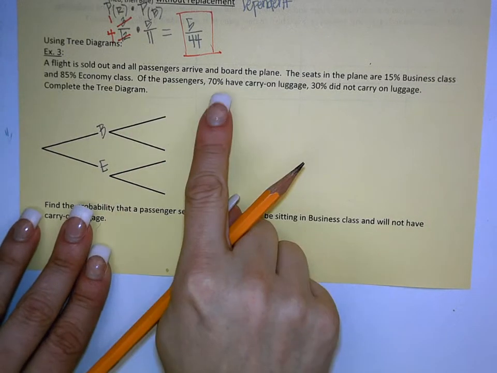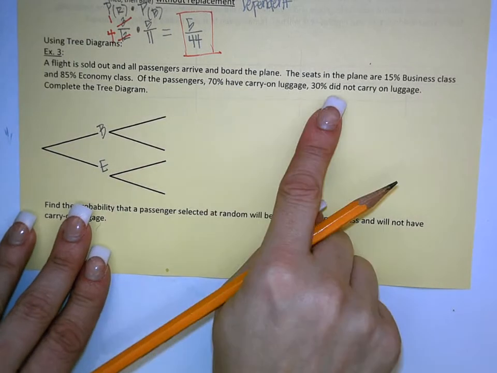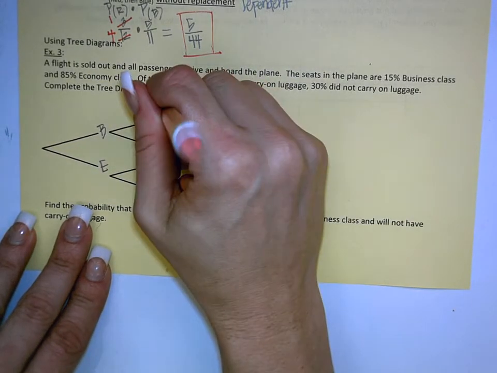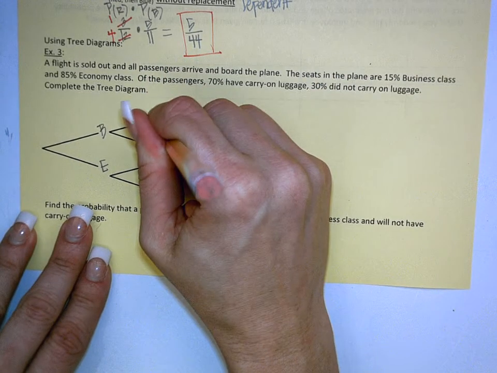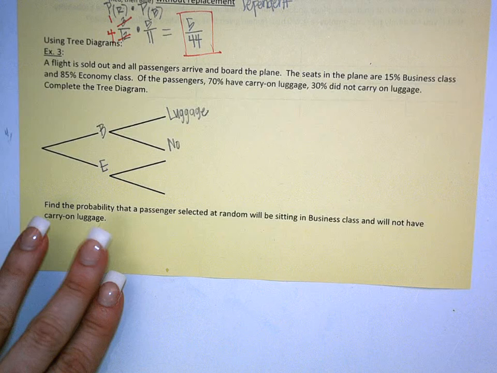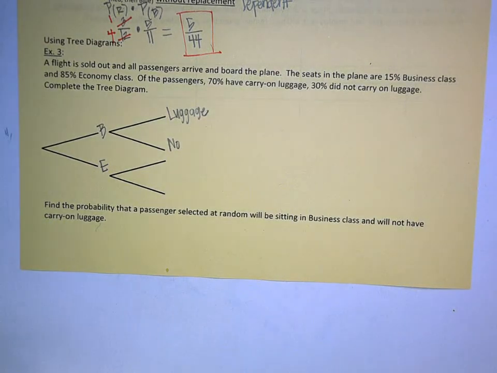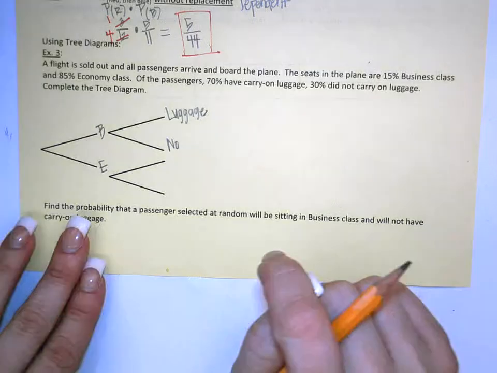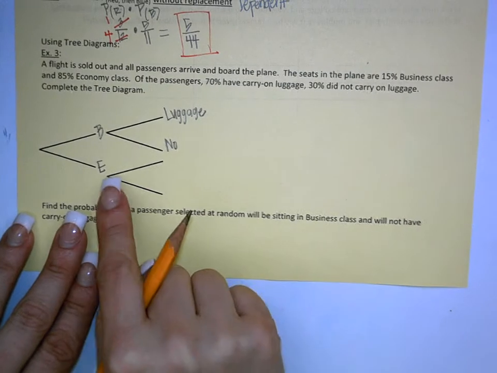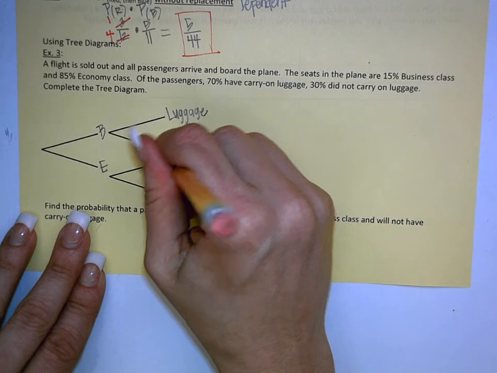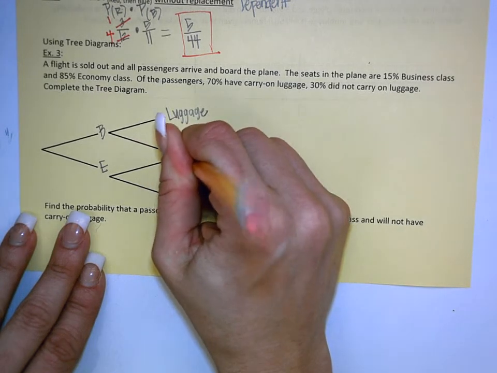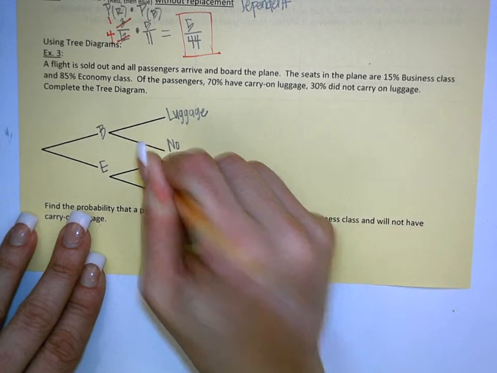Of the passengers, 70% have carry-on luggage. So this is luggage, carry-on luggage, and 30% do not. This is either you do or you don't. There's nothing in between. 30% did not carry on luggage. Now, you also have to fill in the economy branch. So again, they either have luggage or they do not. You could just write no.